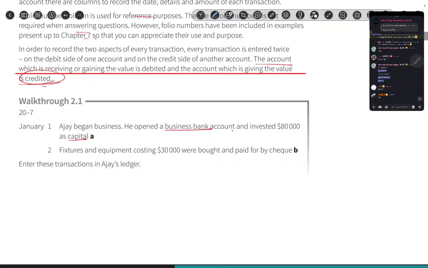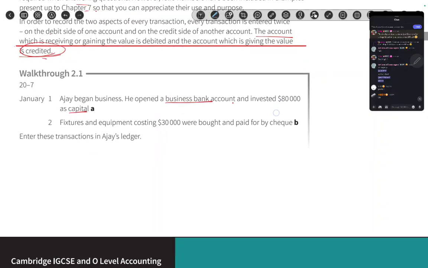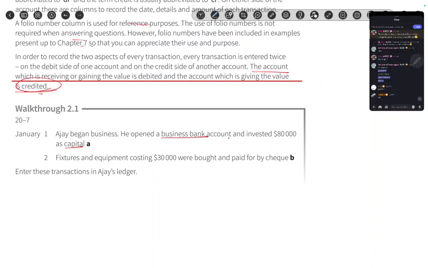I don't think I should confuse this with the capital account. The reason is the accounting equation. I think I'll explain this later. Let's just look at the next example. Capital is a bit confusing because it is credit positive.